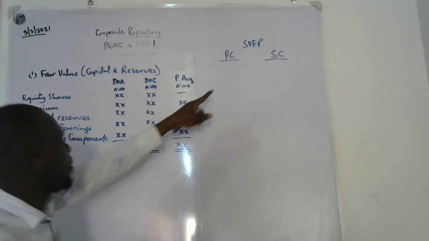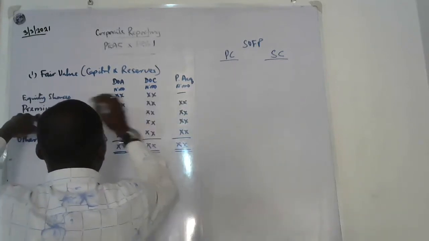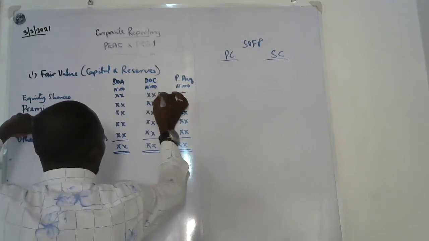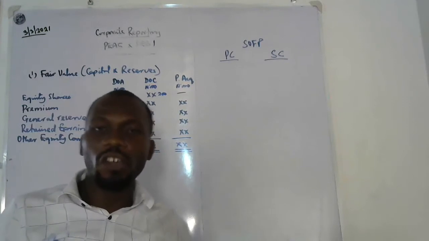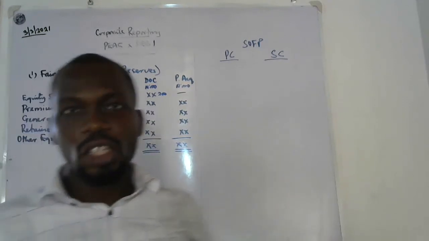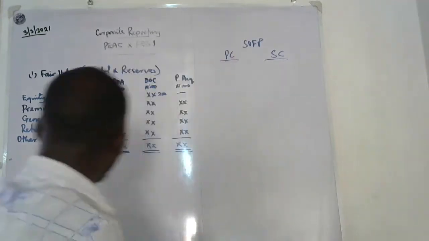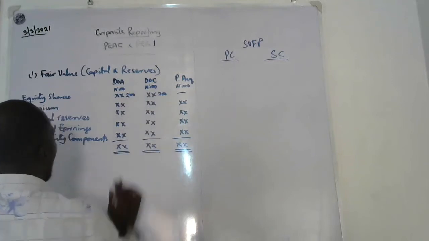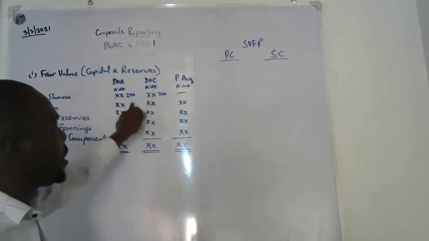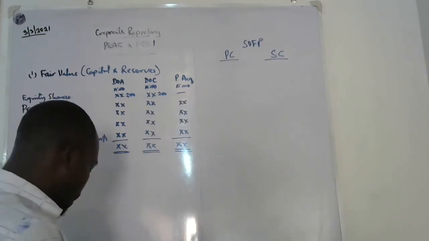Say, for instance, in the statement of financial position given, we have share premium to be 200. You now check into the additional information, there is no share premium there. You check into the notes to the account, there is no premium there. Then it means that the same balance of 200 is going to be here. Majorly, equity shares are always like that. That's why the first items here are always dash.